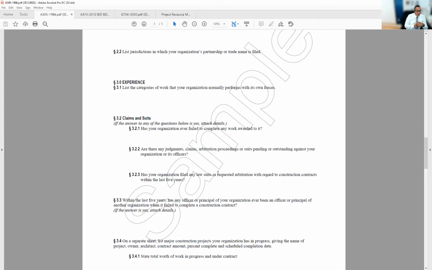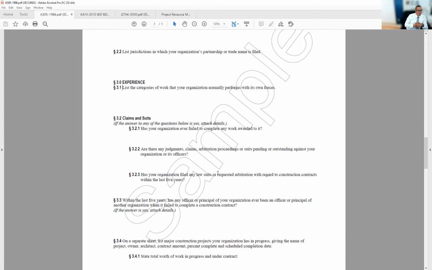And when it says "or its officers," it's anybody. Let's say Johnson & Johnson Construction, and Peter is part of Johnson & Johnson Construction, and he's been in another company where his name was involved and they had an outstanding claim. Or he had a company under his name, Peter and Peter, and then he moved to Johnson & Johnson Construction, and he's got a claim. He's got to put it in there.